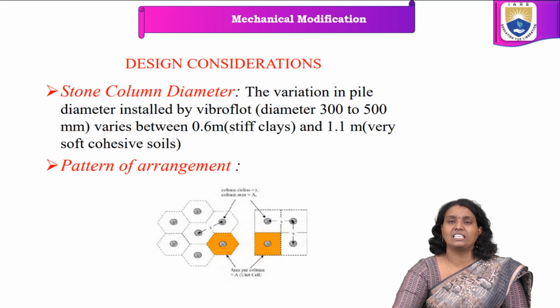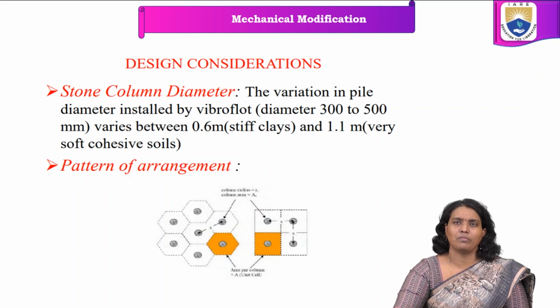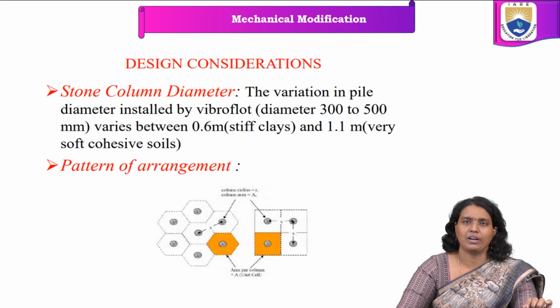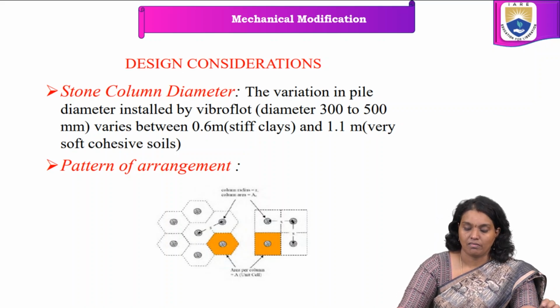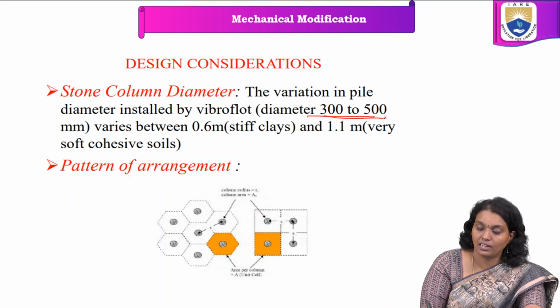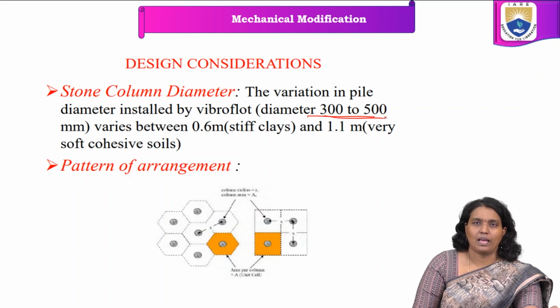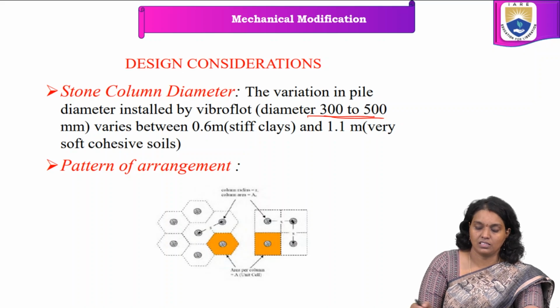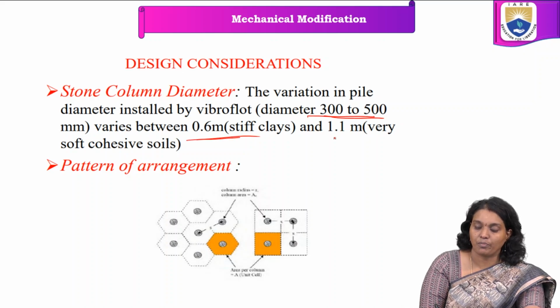And coming to the design considerations, the stone column diameter: the variation in the pile diameter installed by the vibro float, and this diameter of 300 to 500 mm varies between 0.6 meters and 1.1 m.